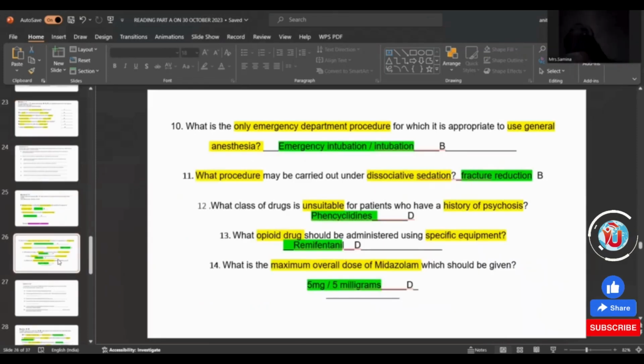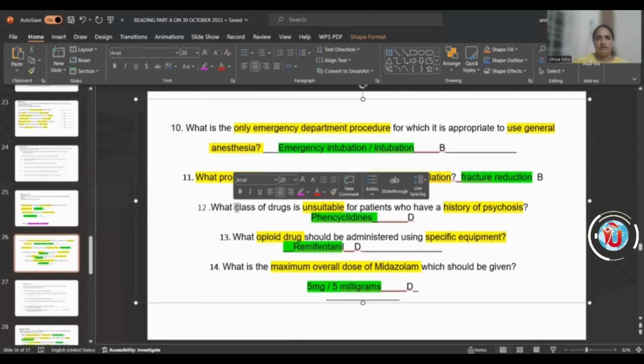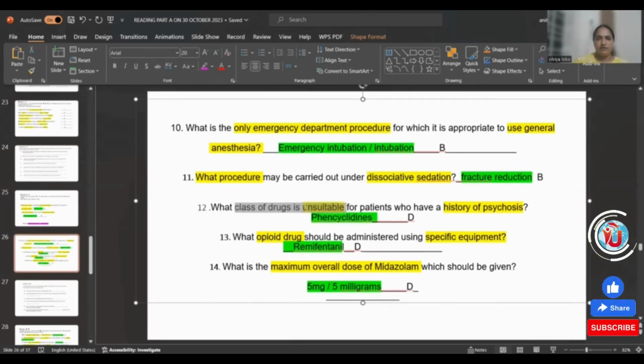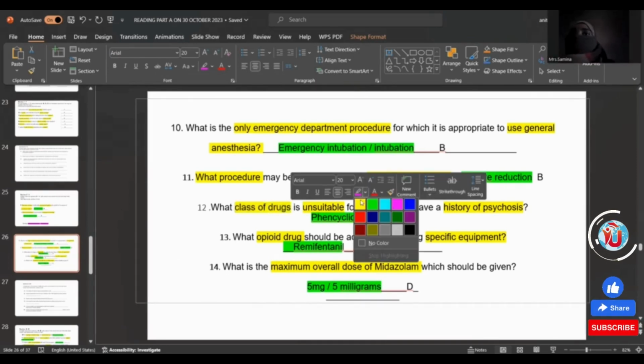Here, ma'am, here we will write the class. What class of drugs? So, what class of drug? We have to check it in text D, no? Yes, ma'am. Okay.